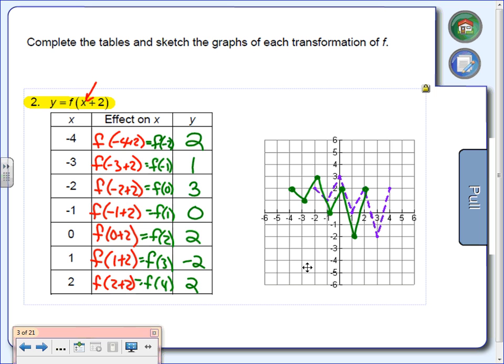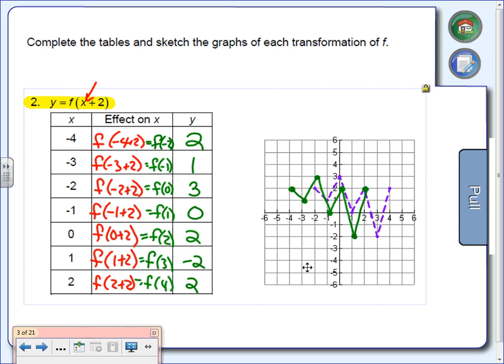So what do you think would happen if I had a plus 3 in there? It would have moved 3 units to the left. What if it said plus 5? 5 units to the left. So all it's doing is moving it 5 or 6 or 7 or 8 units. It depends on what we're at.